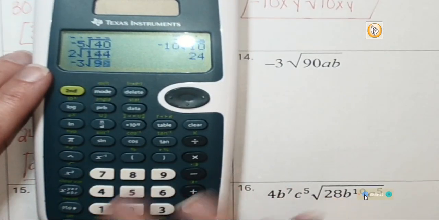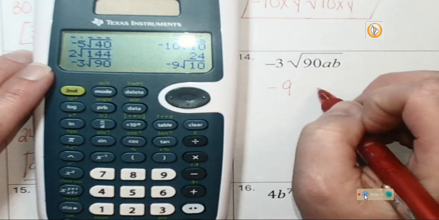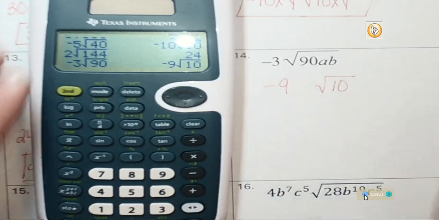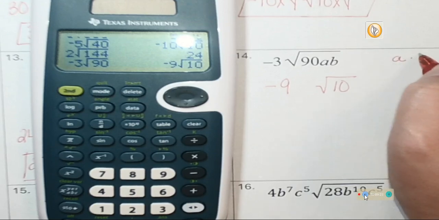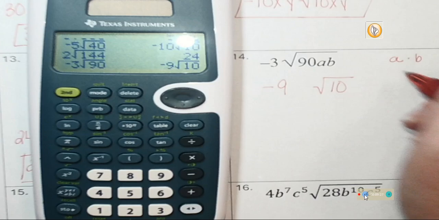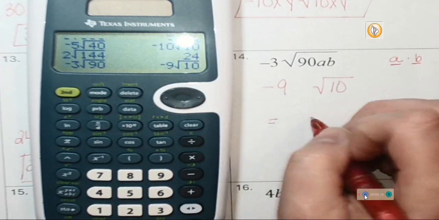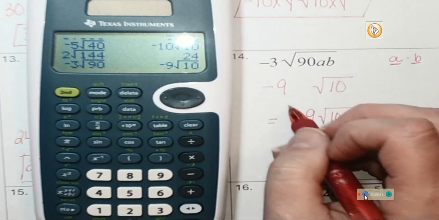All right, so I'm going to look at this one. -3 square root of 90 gives me -9 and a square root of 10. So I left my gap. But if I have a and b, do either of those have a partner? Nope. So nothing goes to the party. They just go back inside for -9 square root of 10ab.